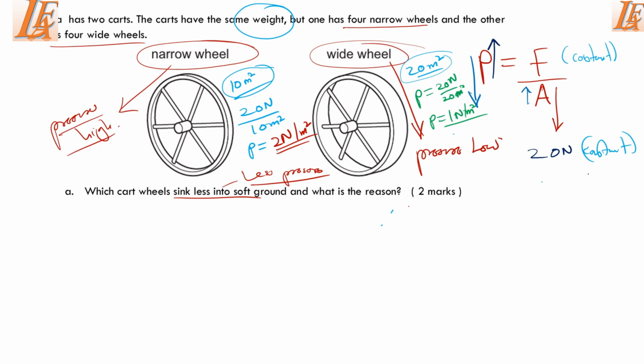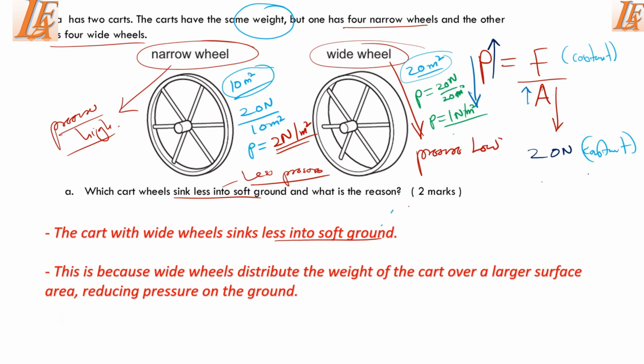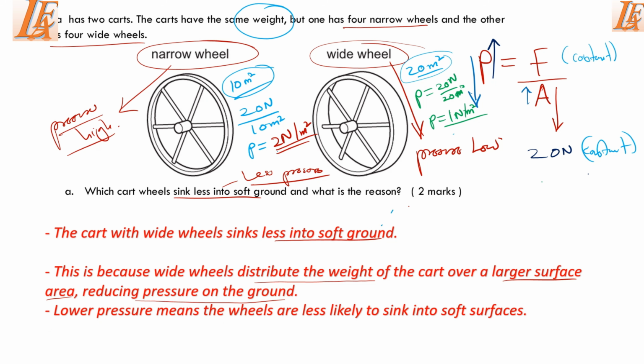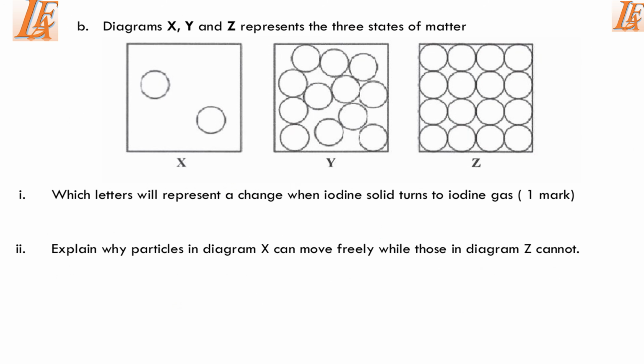Therefore, the wheel which will sink less into the ground is the wheel with a small pressure, that is a wheel with a large area. So in this case, we can explain this by saying the cart with wide wheels will sink less into the soft ground, and this is because wide wheels distribute the weight of the cart over a large surface area, reducing the pressure on the ground. And when lower pressure is exerted on the ground, this means that the wheels are less likely to sink into the surface.